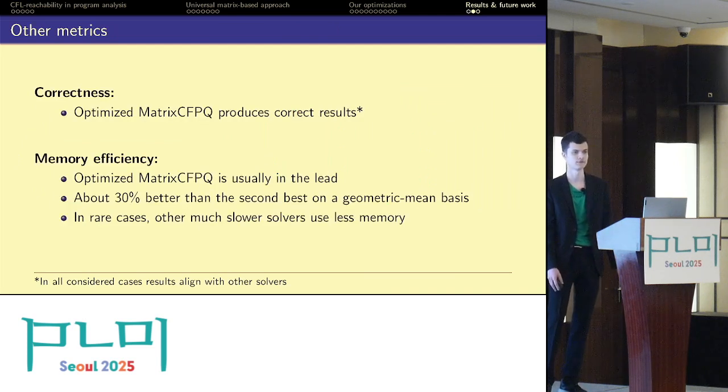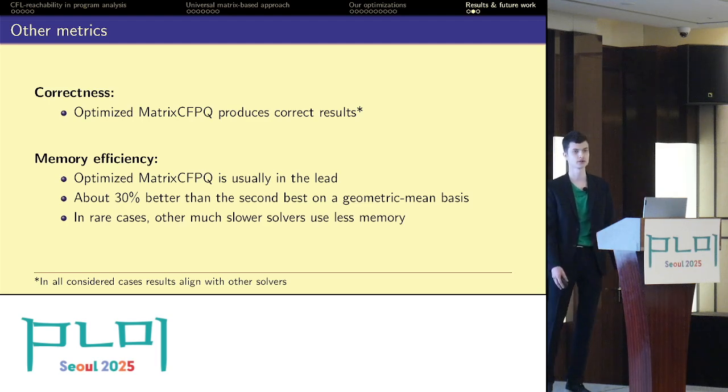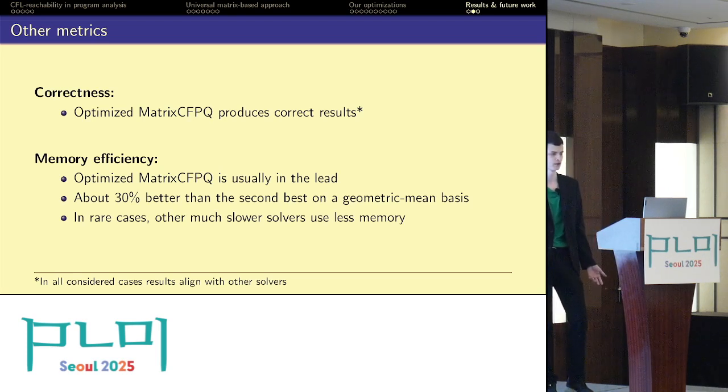Okay, so far I've only talked about execution time, but we also need to consider correctness and memory efficiency. So first up, correctness. In all considered cases, optimized MatrixCFPQ obtained results aligned with other solvers. In terms of memory efficiency, our solver is generally in the lead. On a geometric mean basis, it uses about 30% less memory than the second best, thanks to efficient memory management in the linear algebra library. Although I need to say that in rare cases, other much slower solvers do use less memory.